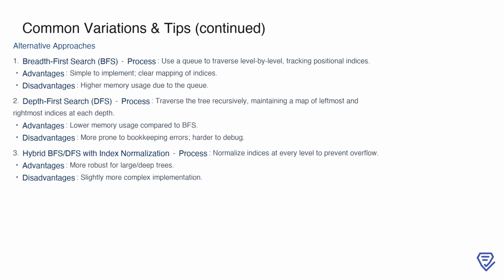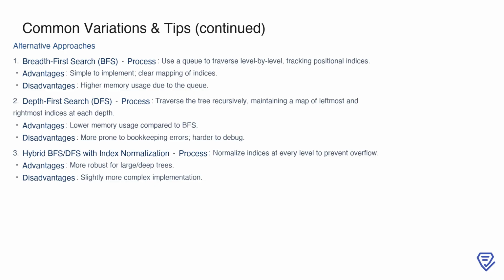There are also alternative approaches to solving this problem, each with its own pros and cons. Breadth-first search, or BFS, involves using a queue to traverse the tree level by level while tracking positional indices. This approach is relatively simple to implement and provides a clear mapping of indices, but it does require more memory to maintain the queue. Depth-first search, or DFS, takes a recursive approach, where you maintain a map of the leftmost and rightmost indices at each depth. This can be more memory efficient compared to BFS, but it's also more prone to bookkeeping errors and can be harder to debug.